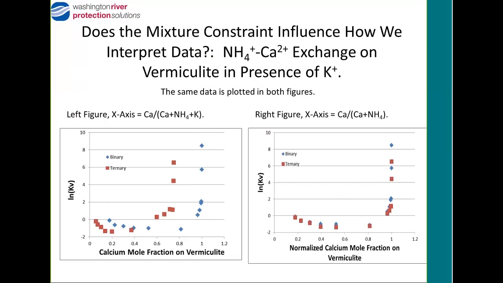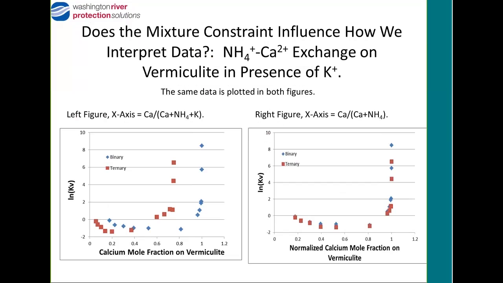So what does this mean to you? The question I have is, does this mixture constraint influence how you interpret data? On this slide, these two figures have the exact same data on them. This y-axis is a measure of how much a solid called vermiculite likes either calcium or ammonium. What that measure means isn't nearly as important as the fact that these two graphs can be manipulated by how you define the x-axis.